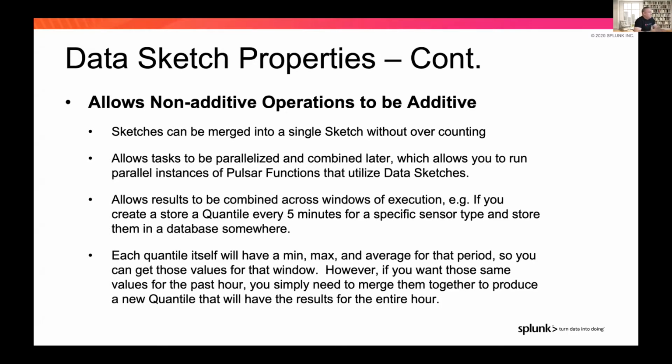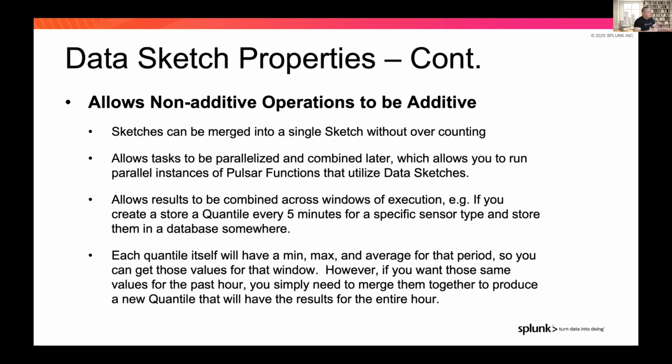This allows you to combine them across windows of execution as well. So the typical use case is you could store a Quantile, which is a type of sketch, every 5 minutes in your database, and you have that data. So for this particular sensor type, each Quantile will have a minimum, a maximum, and an average for that period. And if you query the database and get that particular Quantile, then you can get those values for that particular period.